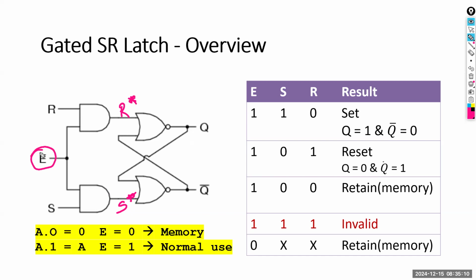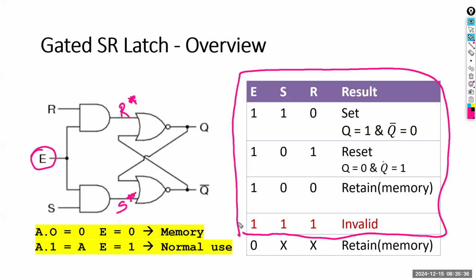It can be 1 or 0. Of course, R can be 1 or 0, S can be 1 or 0. Now we have 3 inputs: S, R and enable. Now when enable is 1, right? When enable is 1, this truth table is same as the previous.